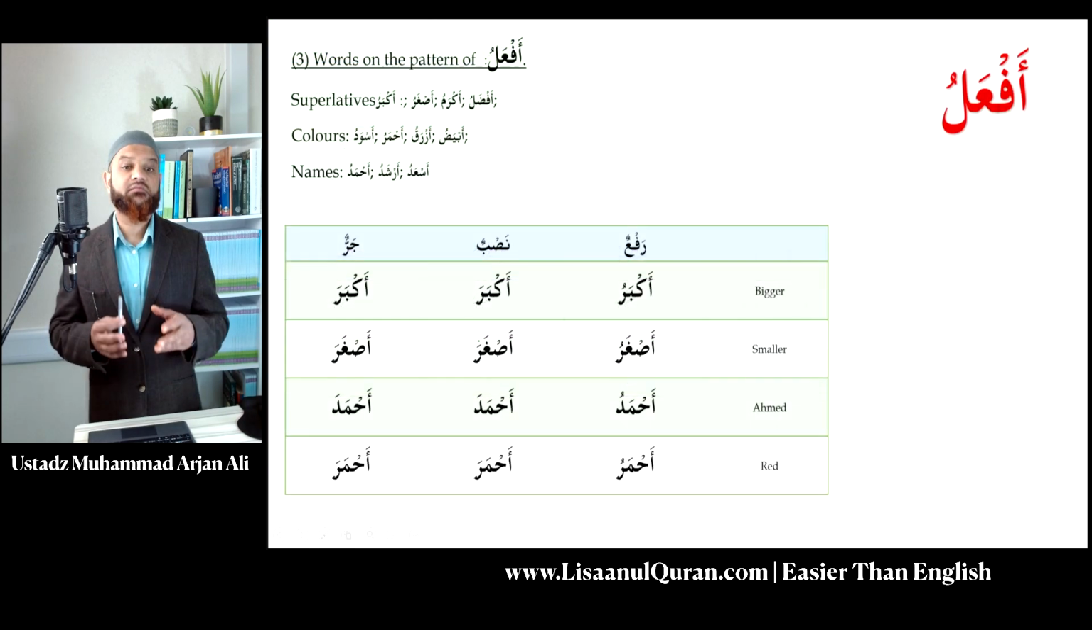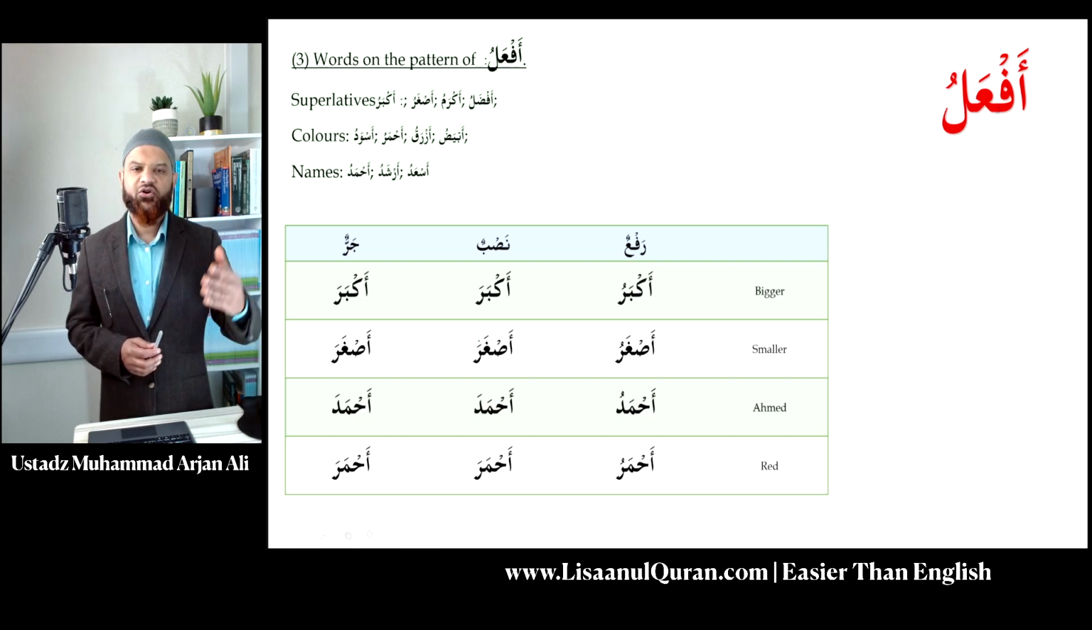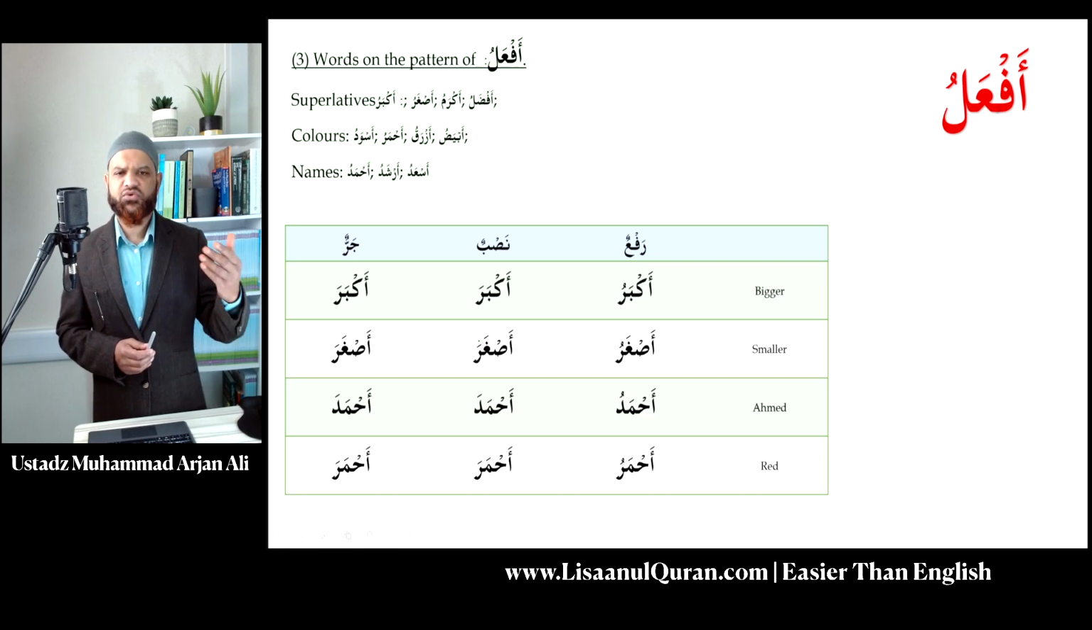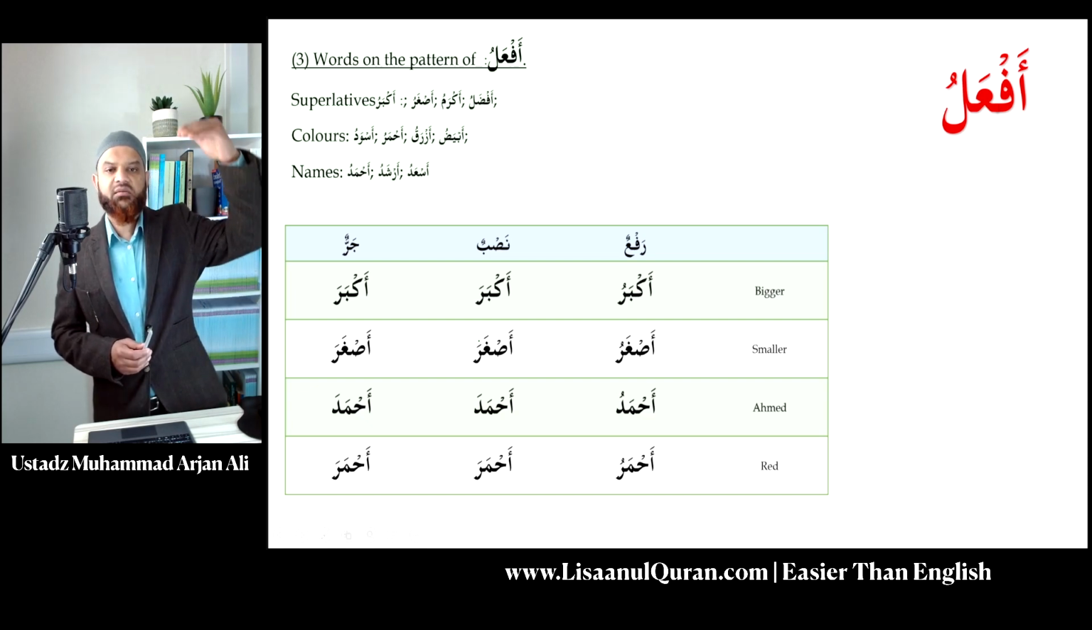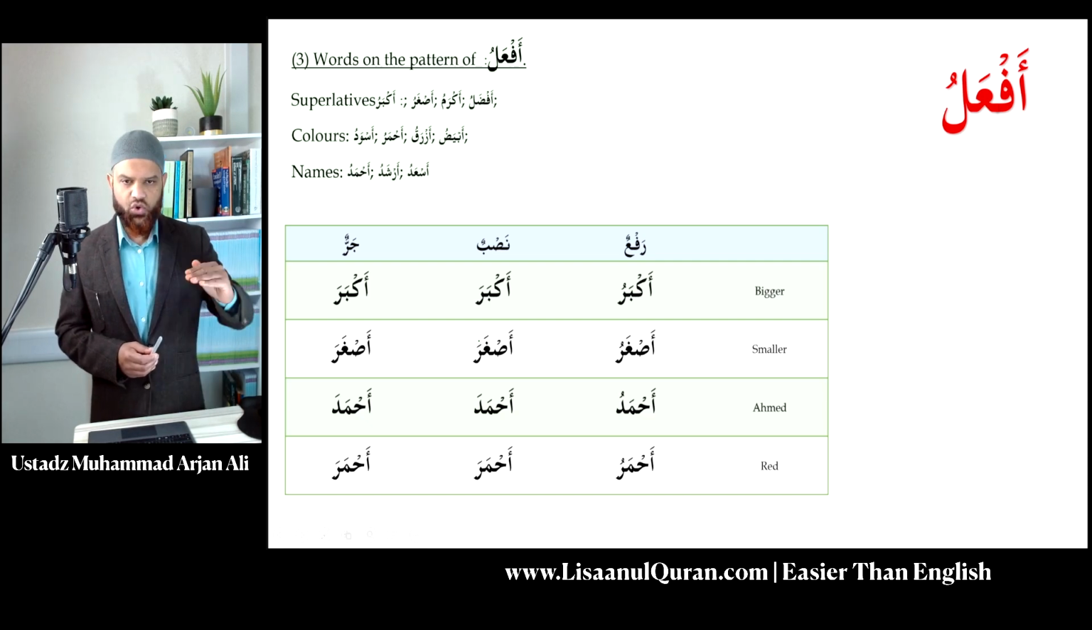Next is a very important pattern of Arabic words. And Arabic words, as I mentioned right at the mapping stage, conform to patterns. And this pattern is very, very important. This pattern conforms to certain types of words. One of them means superlative. What do I mean by superlative? If I say big, bigger, biggest, this is how we do them in English. Small, smaller, smallest. Tall, taller, tallest. So these are superlative words.